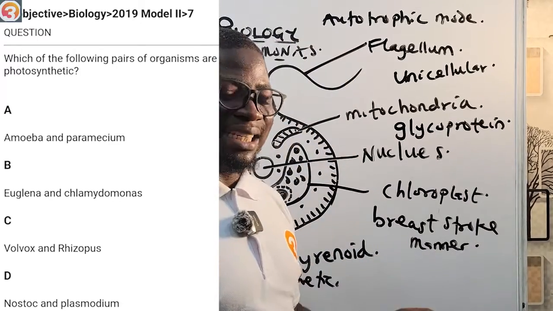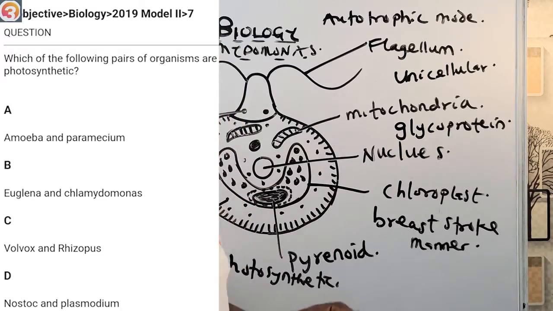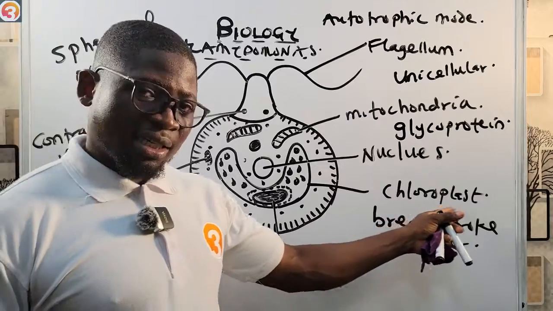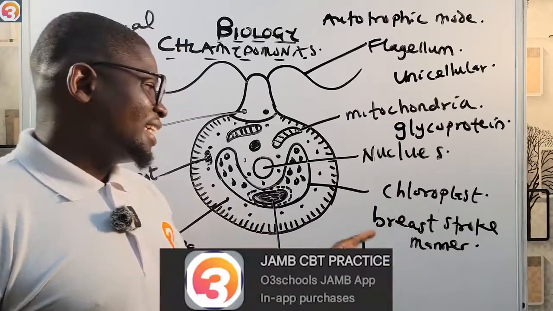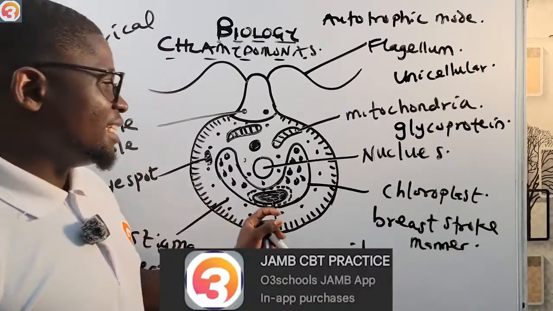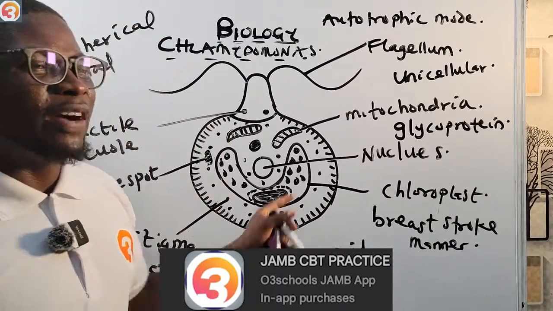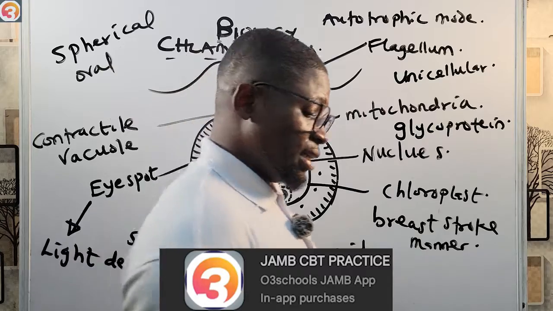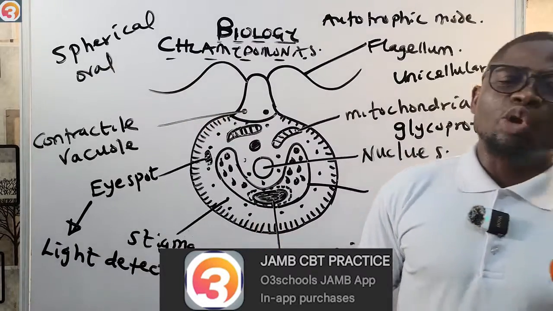Euglena and Chlamydomonas are photosynthetic. As you can see here, the Chlamydomonas has a chloroplast, and because of that, it has chlorophyll. Because of that, it photosynthesizes, and it can manufacture its own food. So that is that for the Chlamydomonas. In the next class, we're going to look at the structure of the Euglena.